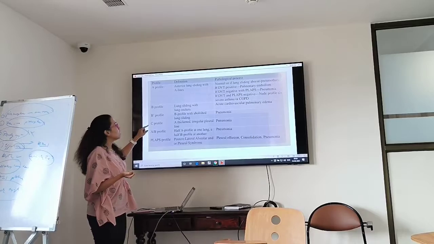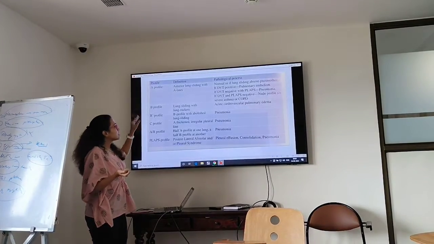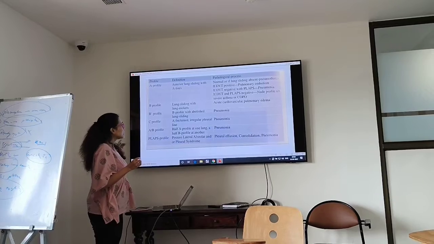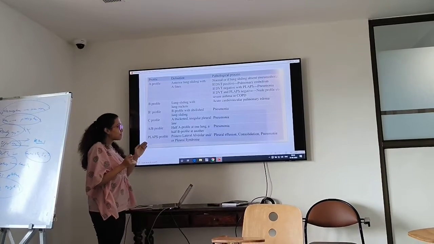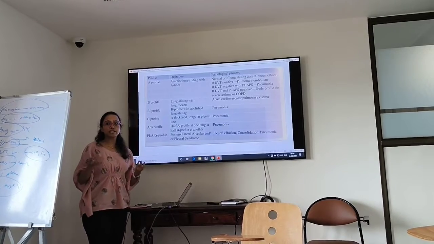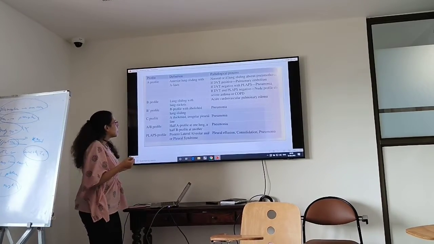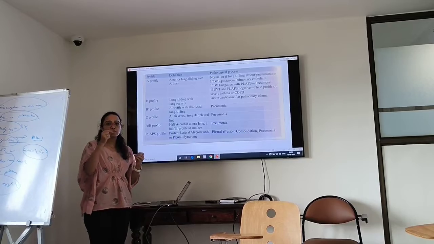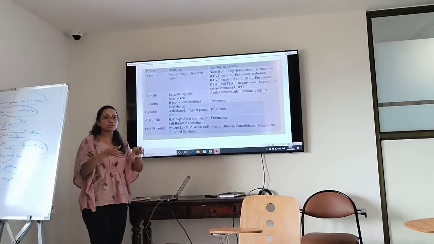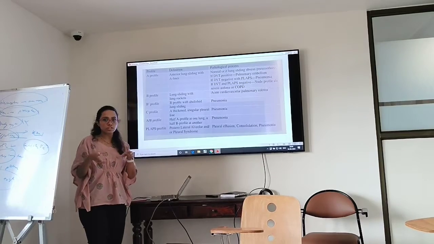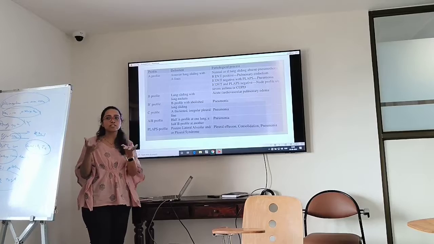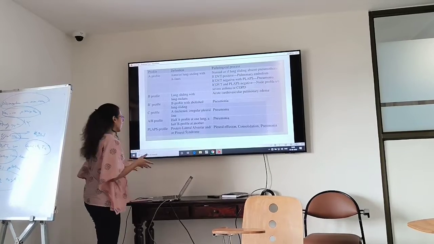In C profile, the A lines are thickened and there is an irregular pleural line, then also we could be dealing with pneumonia. Then A/B profile, when there is an A profile in one lung and a B profile in the other, we could be dealing with pneumonia. That means we have few A lines and very few B lines, like there is consolidation in the lower zone or mid zone somewhere, but the rest of the lung parenchyma appears normal, like we have A lines. So that means it's localized, so that could be pneumonia.